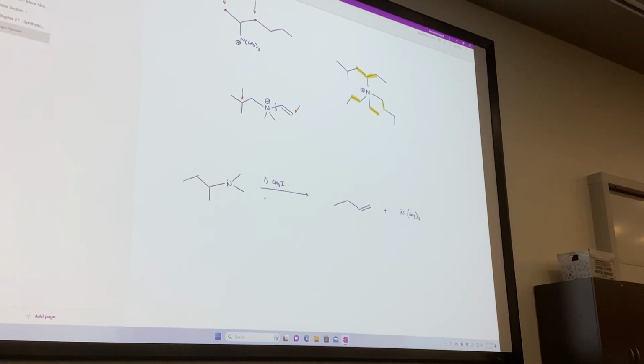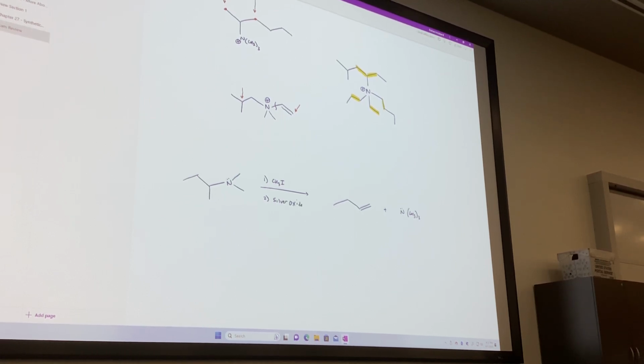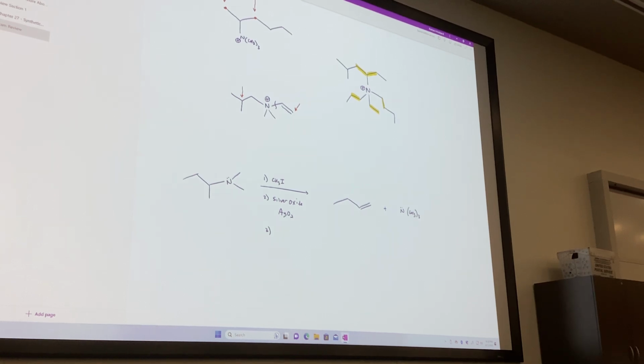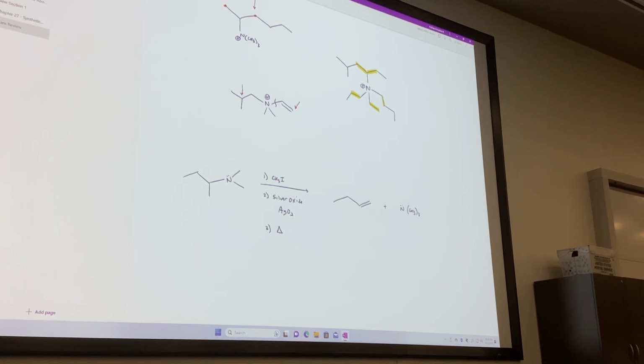What's our second step? Silver oxide. Which is what, formula-wise? Okay. And then what's our third step? Heat. Heat it up. Bring it to a simmer.